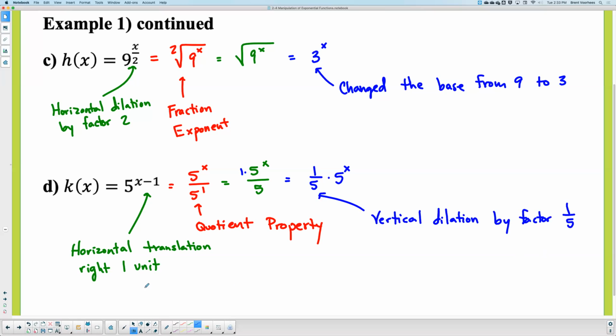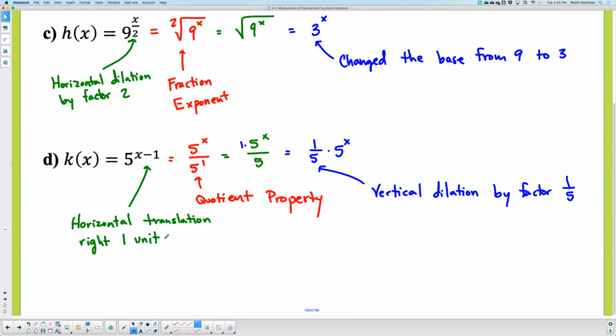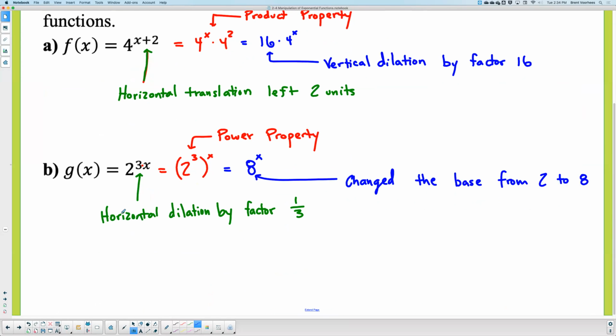So one more time, a horizontal translation becomes a vertical dilation, and a horizontal dilation becomes a change of base. That was the same all the way through these. So like A and D, if you notice, both are a horizontal translation becoming a vertical dilation. Both B and C were a horizontal dilation becoming a change of base.